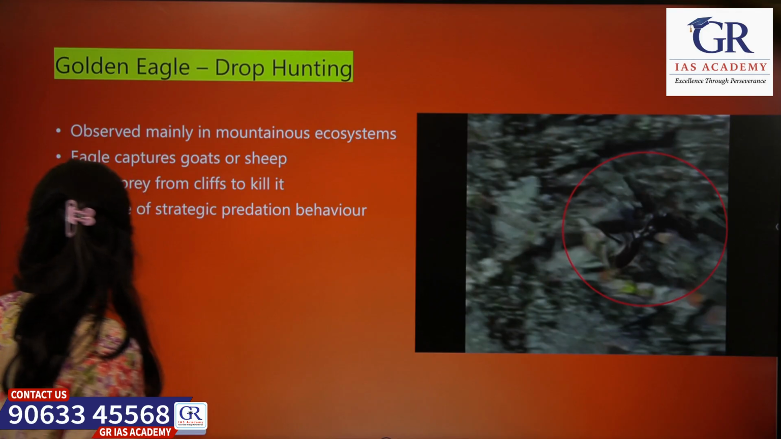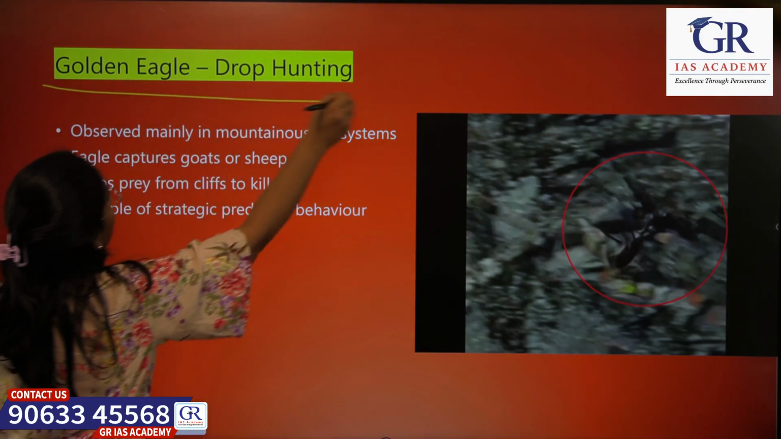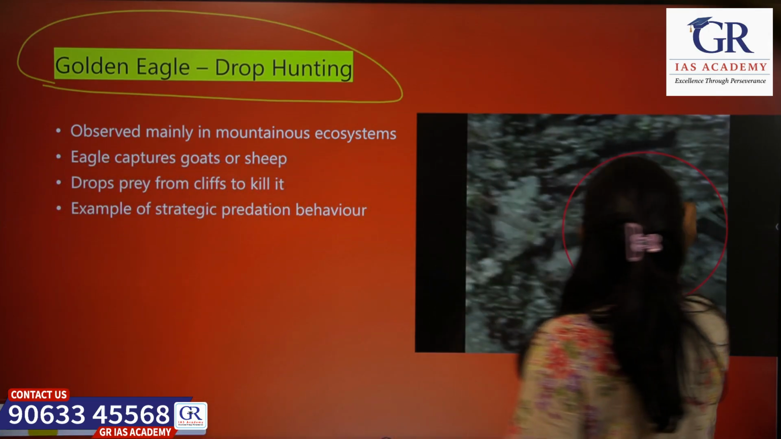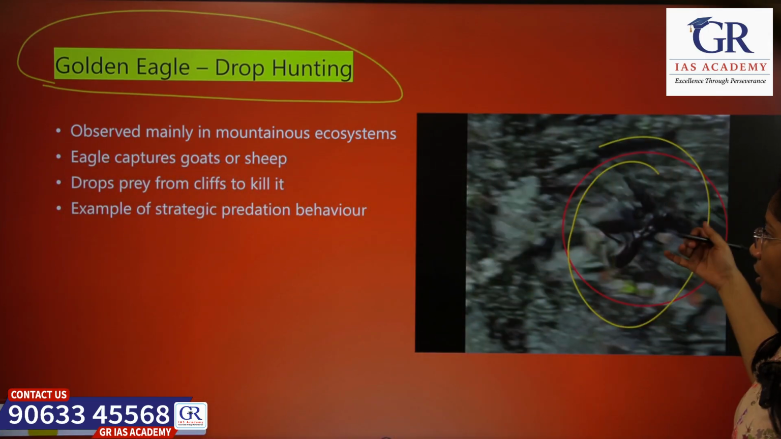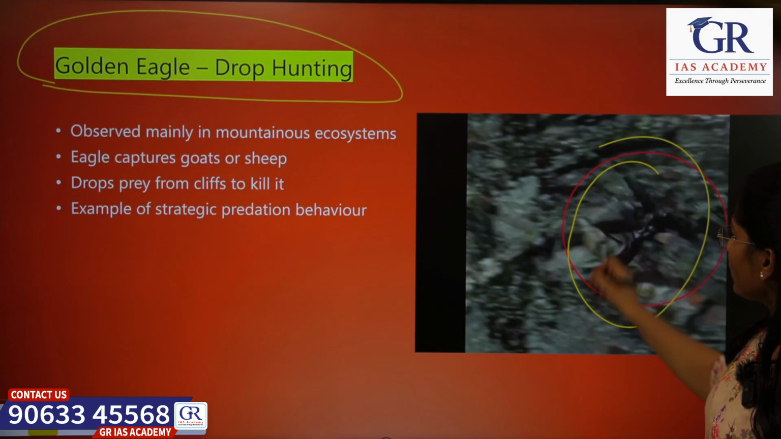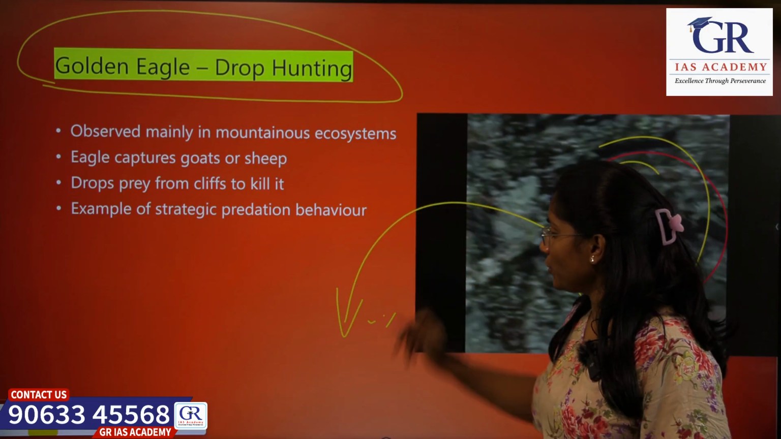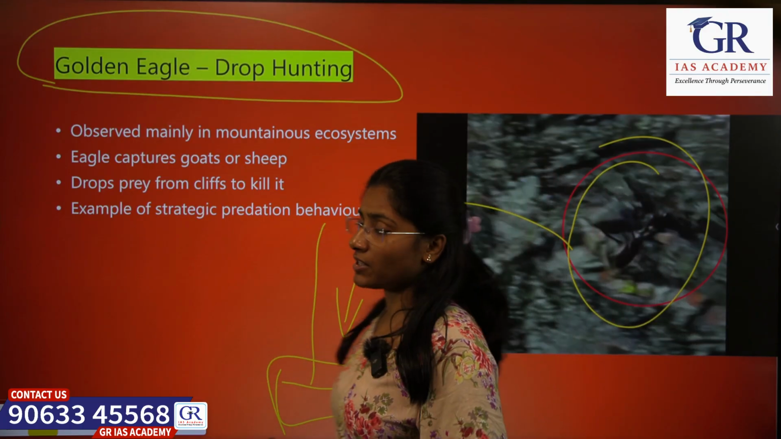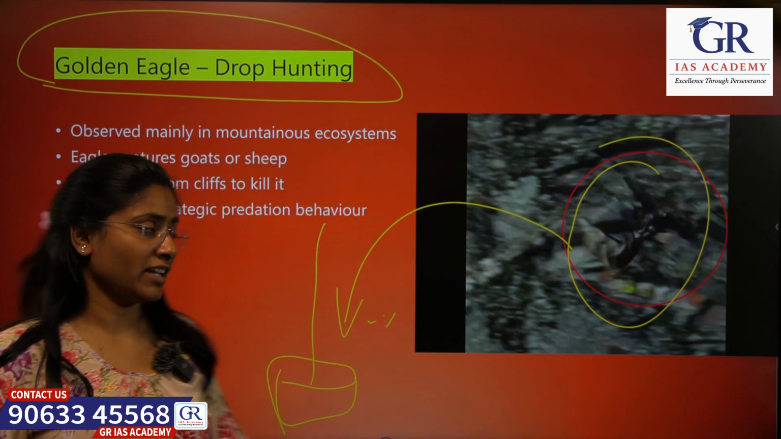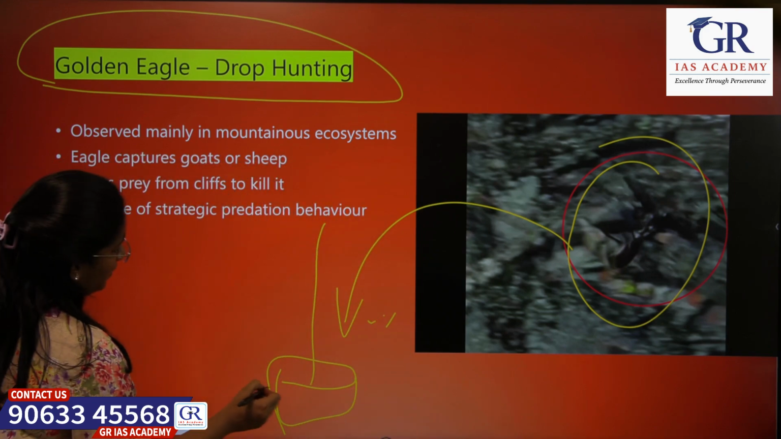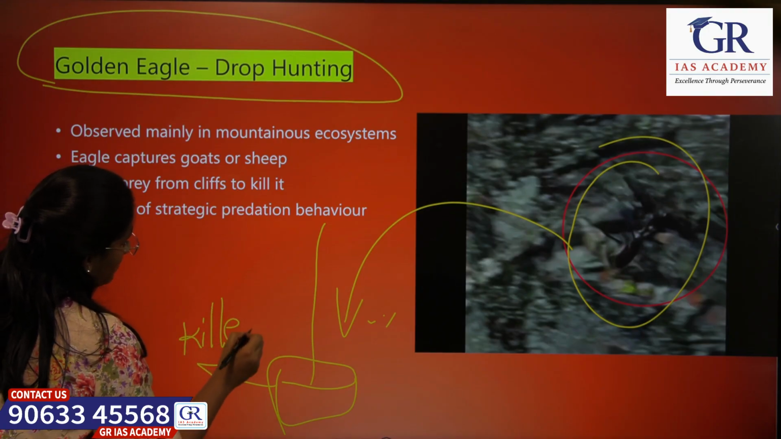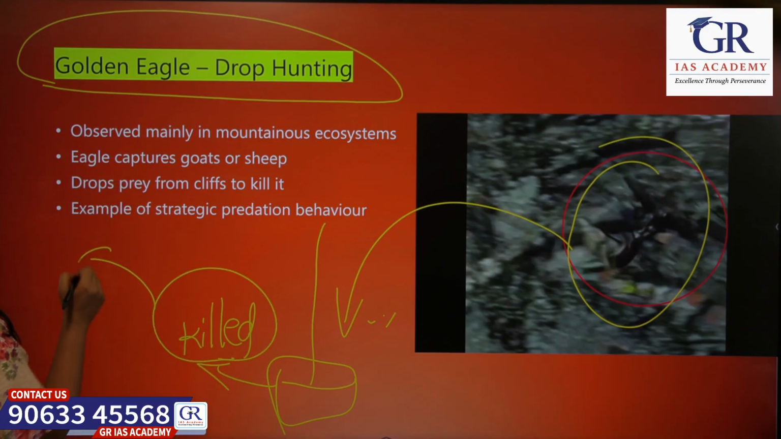Next comes our golden eagle drop hunting. So if you notice here, an eagle is dropping a goat or sheep, and because of falling from such a height, the goat or sheep gets affected and becomes weak and killed, which makes it easier for the eagle to prey on it.